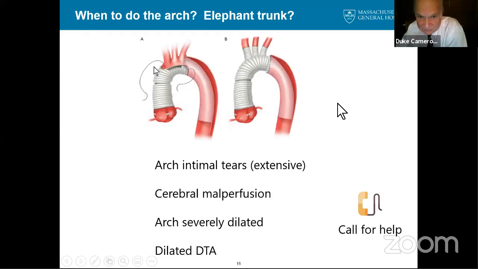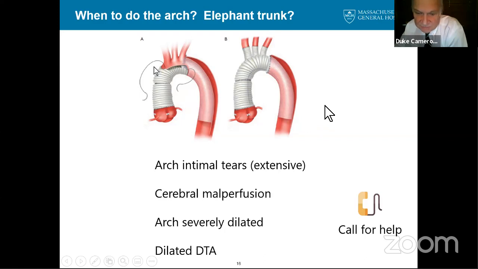I've really only done very few arch replacements in acute type A's, and I would say the time to do an arch is if there's extensive intimal tears in the arch, or if there's cerebral malperfusion, or if the arch is already severely dilated, and you just know you're going to be back very soon, or you're going to have bleeding problems with it. But most of these patients don't need arch replacements.